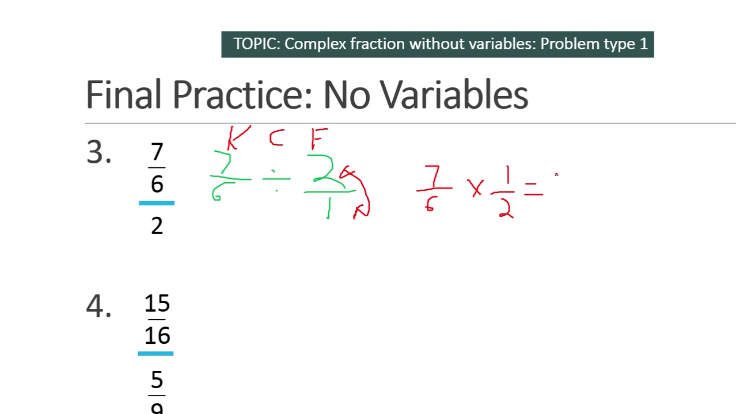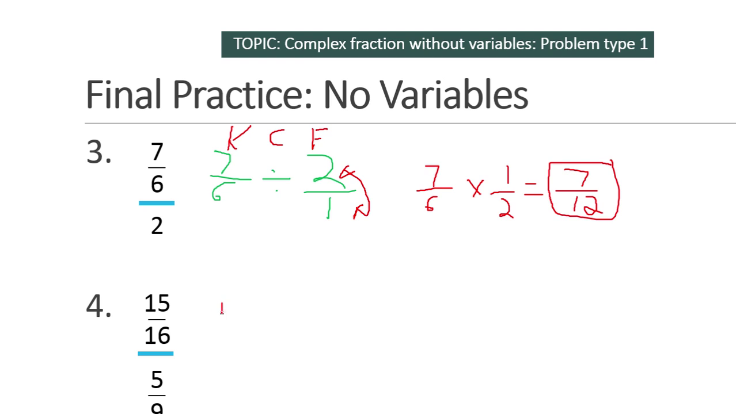So we end up multiplying straight across and we get 7 over 12. Can we reduce this? Is there anything that goes into 7 and 12? No. So that's our answer. Okay, let's go to the next one.